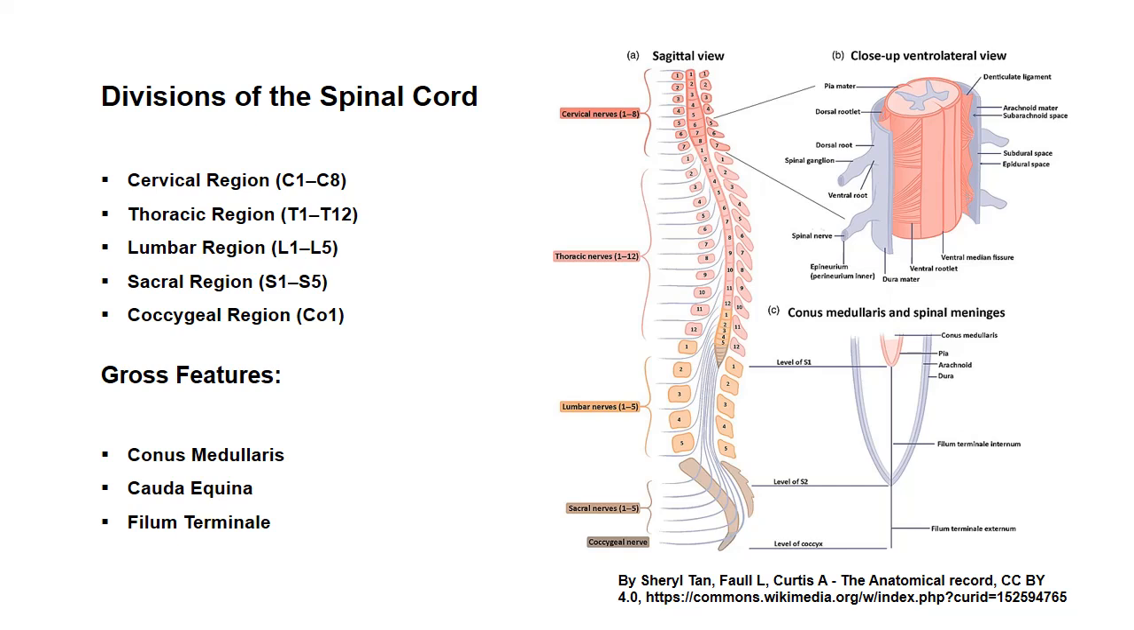At the lower end, we find several key features. Conus medullaris, the cone-shaped terminal part of the cord. Cauda equina, a bundle of nerve roots extending below the conus. This unique structure allows for safe lumbar punctures at L3 to L4 or L4 to L5. Filum terminale, a thin fibrous thread anchoring the cord to the coccyx.